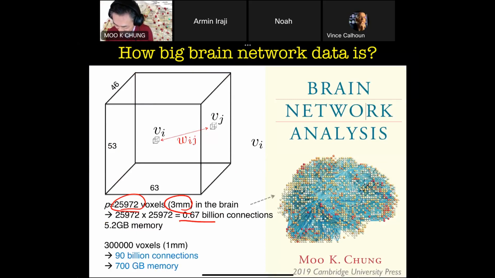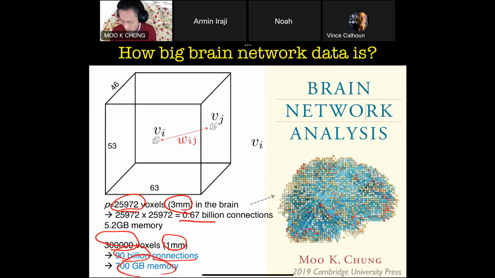Now, if you scan at 1mm, there will be approximately 100,000 voxels in the MNI template, and that's about 90 billion connections and 700 gigabytes of RAM. That's a lot of computation. So unless your method is scalable, you cannot do anything at the voxel level resolution.